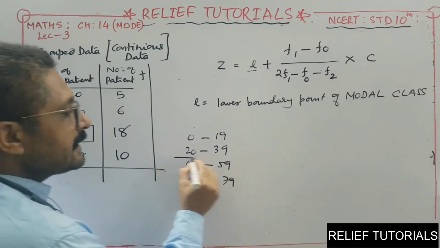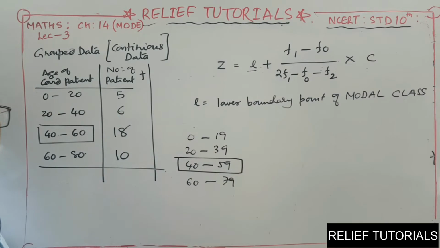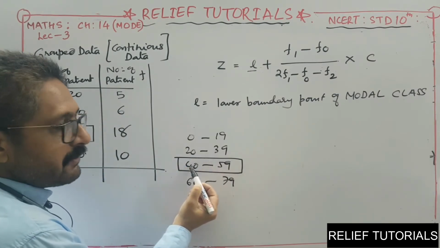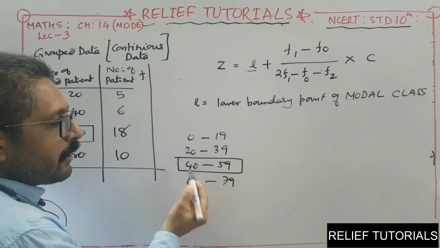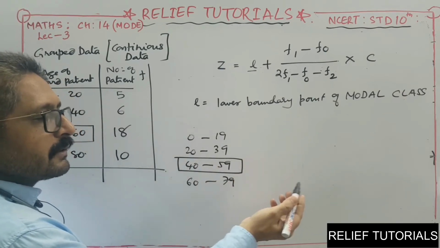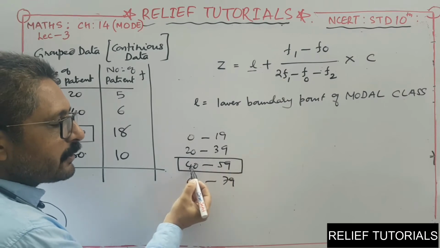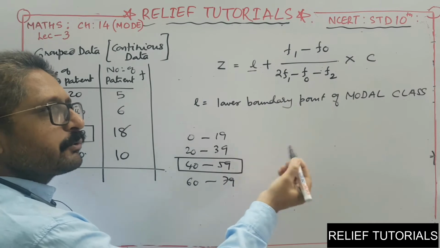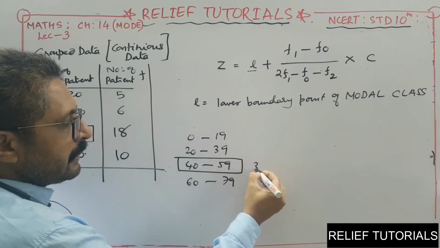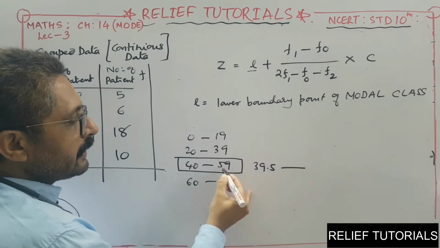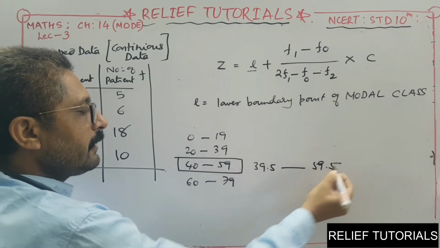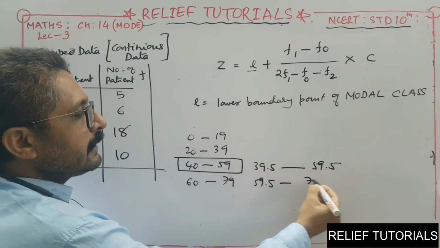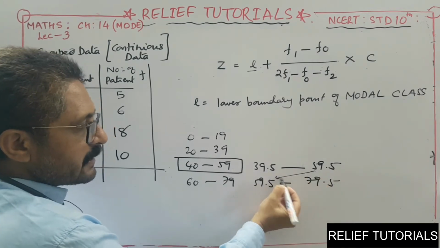If this is a model class, then how will the lower boundary point of this class be found? I told you there is a difference of 1, as we discussed yesterday. So how do you convert them into boundary points? If there is a difference of 1, you subtract 0.5 from the lower limit and add 0.5 to the upper limit. So what do you get here? 39.5, then 59.5. Same thing, subtract 0.5 here: 59.5, 79.5. So it has become continuous.